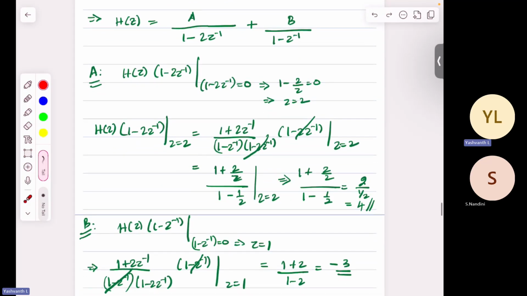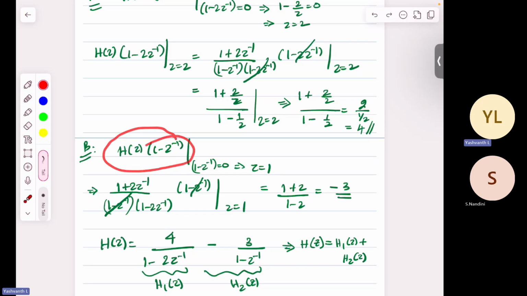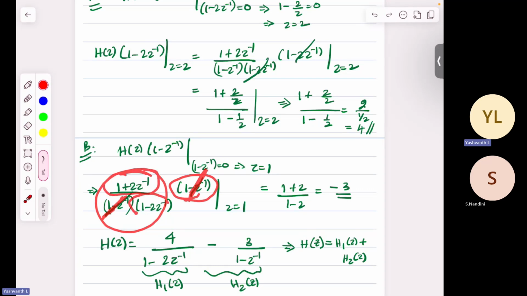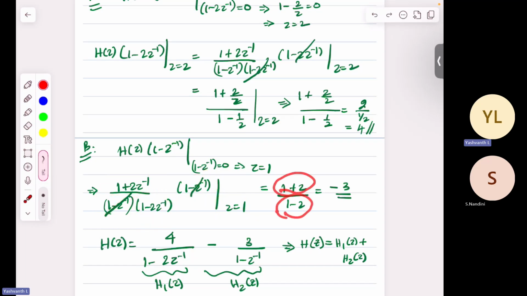Now for B, what do we do? We take h of z, multiply by 1 minus z inverse and evaluate it at z for which 1 minus z inverse goes to 0. That is nothing but z equal to 1, because if I put z equal to 1, z inverse is also 1, so 1 minus 1 becomes 0. And the 1 minus z inverse will get cancelled. So what you're left with is 1 plus 2 z inverse divided by 1 minus 2 z inverse at z equal to 1. That is nothing but 1 plus 2 by 1 minus 2, so 3 by minus 1, which is equal to minus 3.